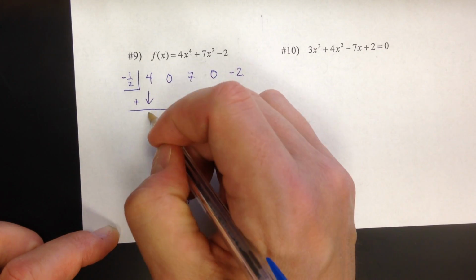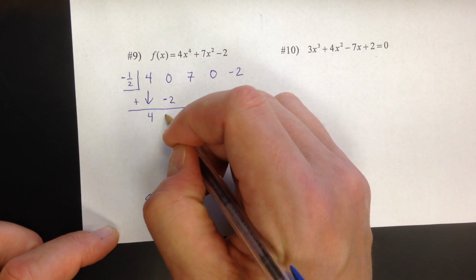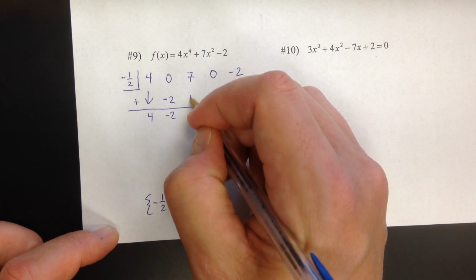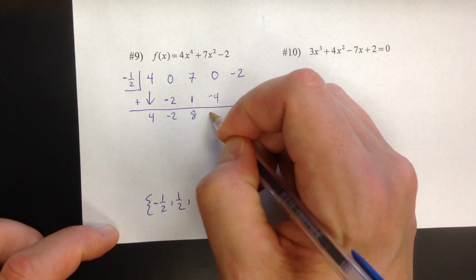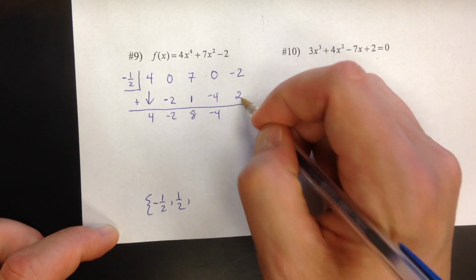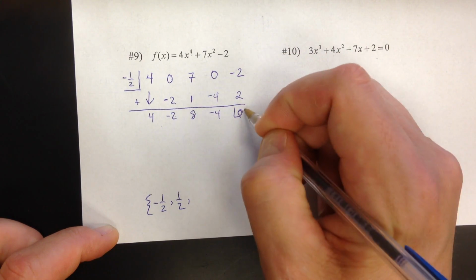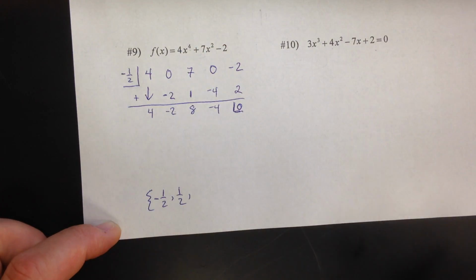So 4 comes down, multiply by -1/2, that's -2. Add that, multiply that, that's 1. Add, that's 8. Multiply is -4. Oh, sorry, add -4. Multiply that is +2. -2 plus 2 is 0. Okay. Now, that's one solution, like we thought.